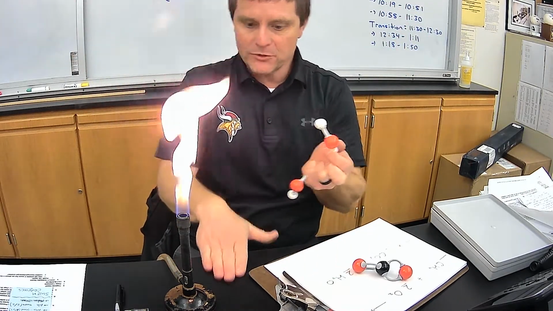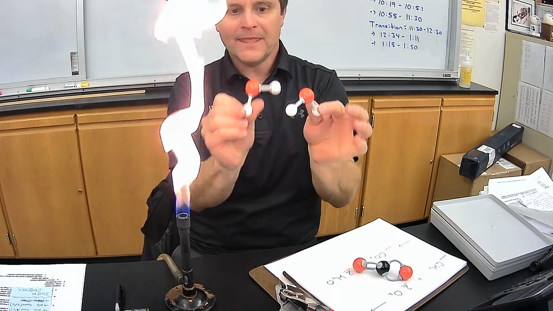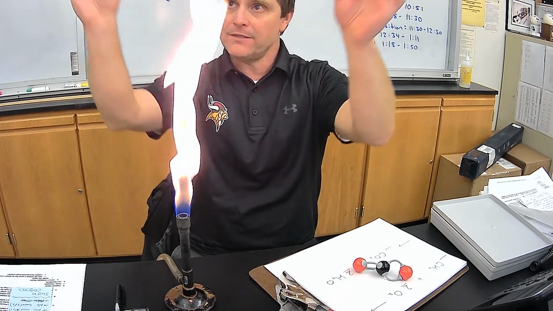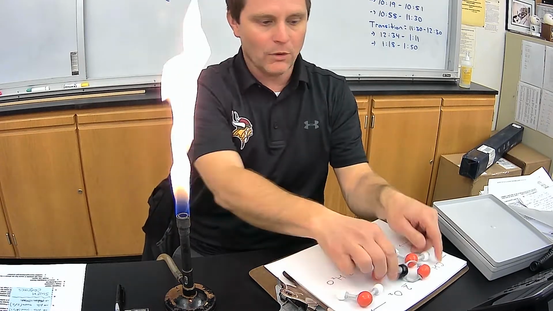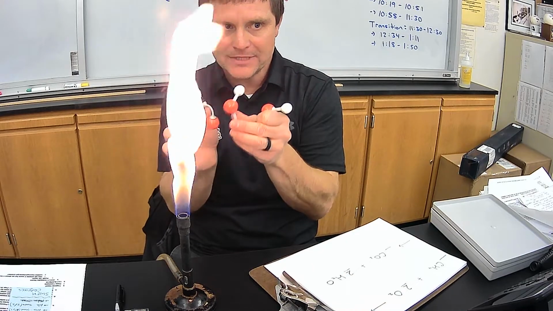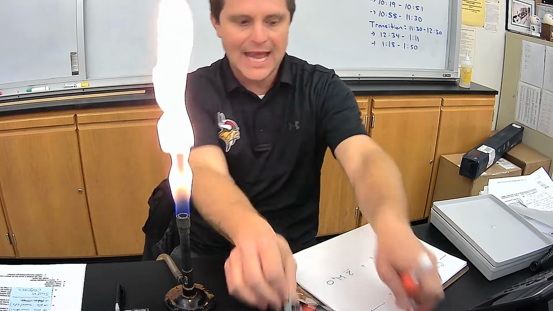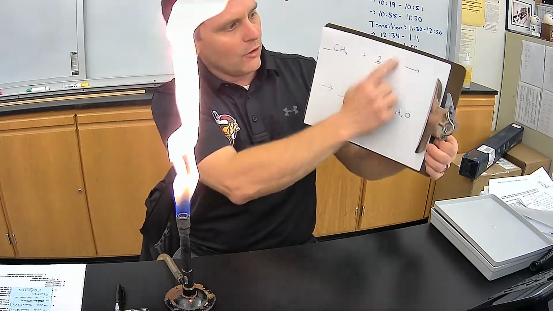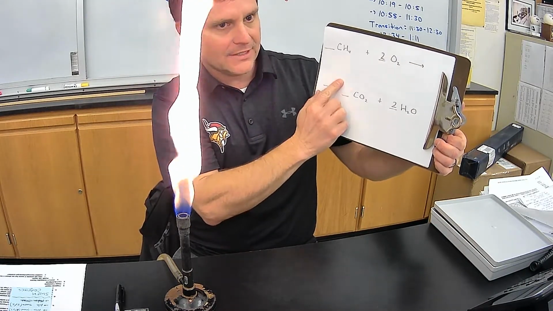The reason the table's not getting wet with water is that these are at very, very high energy, and so they're in the gas phase. So they're flying away as well as the carbon dioxide. But the exact same atoms that we started with are the exact same atoms that we ended with. And so this arrow right here is the same as this arrow right here.